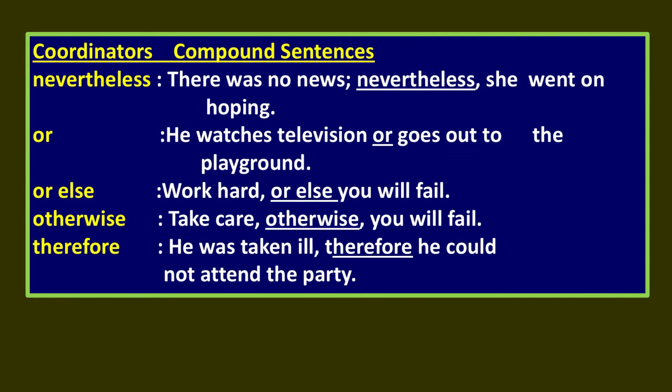Next, nevertheless: There was no news, nevertheless she went on hoping. He watches television or goes out to the playground. Work hard or else you will fail. Take care, otherwise you will fail. He was taken ill, therefore he could not. With therefore and otherwise, just look at the commas, right. And either or, neither nor, not only: Either you leave or I will. He is neither handsome nor is he smart. He neither returned the goods nor paid the bill. He not only liked the house, but also bought it.